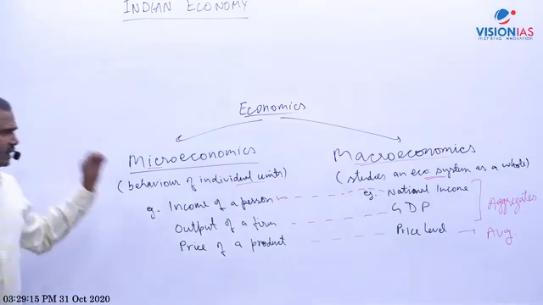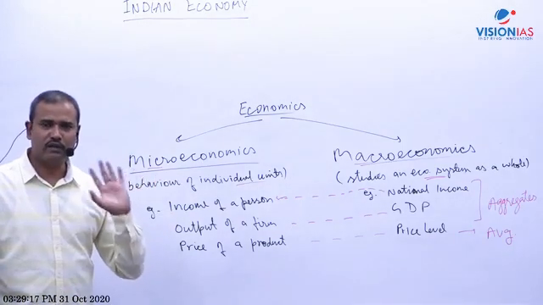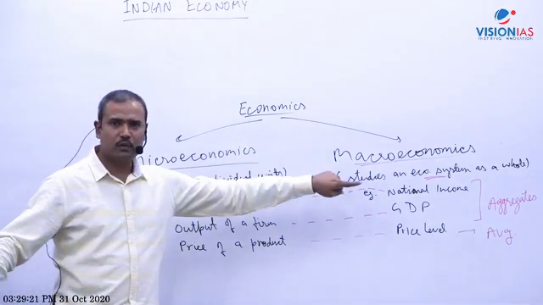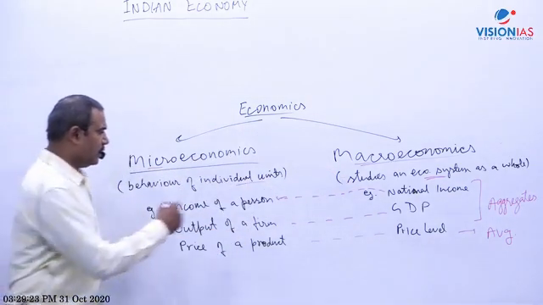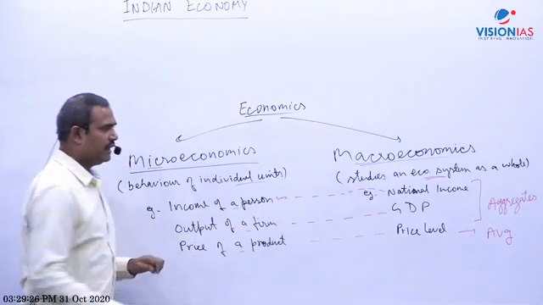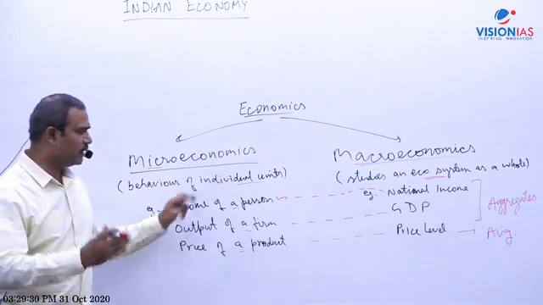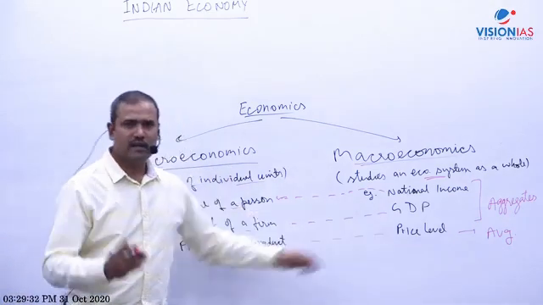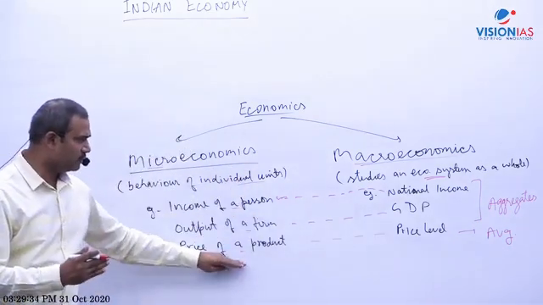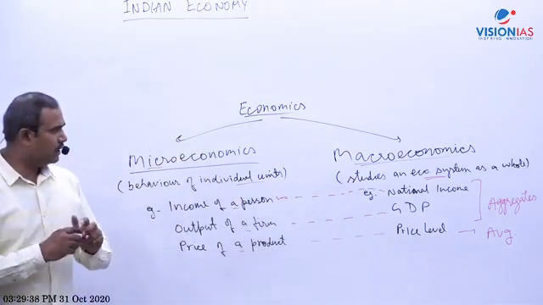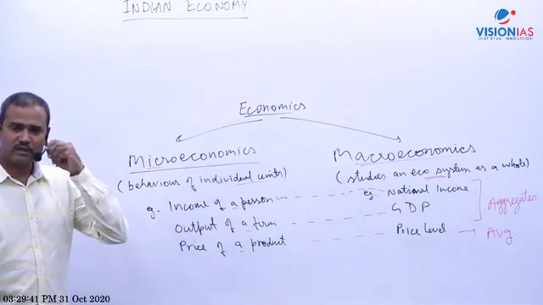What is the difference between microeconomics and macroeconomics? I repeat once more. Individual units are studied here, and here the entire economic system. So maybe the income of a person, a firm, a product here, and here the total income of all people, national income. Production of one firm, and here the value of production of all firms, GDP. These two are aggregates. And here the price of one product, and here average price means price level. So this is the difference between microeconomics and macroeconomics.